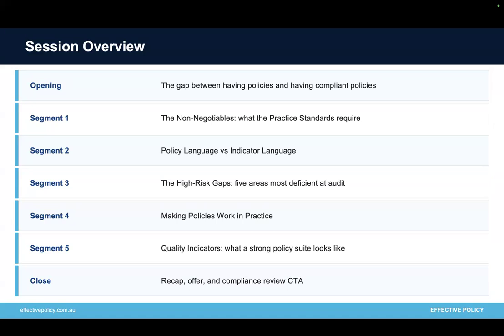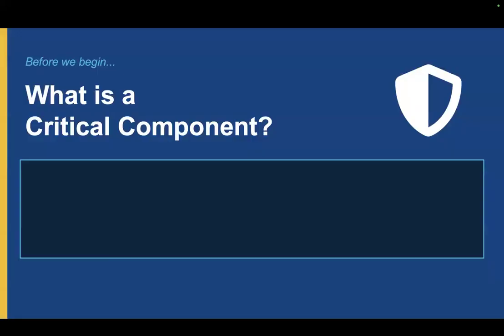We'll look at high-risk gaps, the 5 areas that are most deficient in policies and procedures. We'll look at making policies work in practice because that is actually what they are supposed to do. We'll look at the quality indicators and what a strong policy suite should look like. We'll recap at the end of our session.